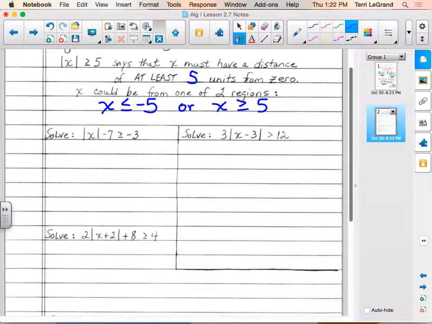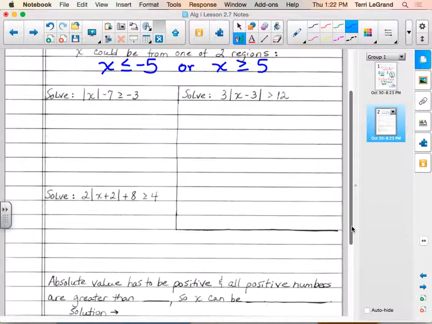Okay, so that's going to help us set up our step B when we're solving ones that have is greater than or is greater than or equal to. Okay, so let's do the first one here where we have the absolute value of x take away 7 is greater than or equal to -3. We see a negative number on the other side. We don't even let our brain go there yet.